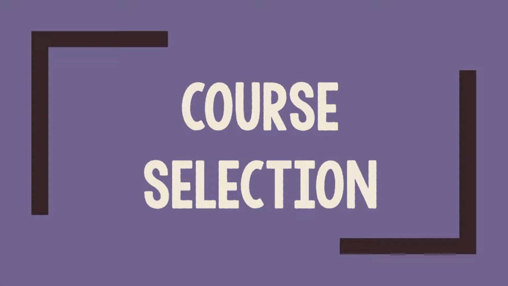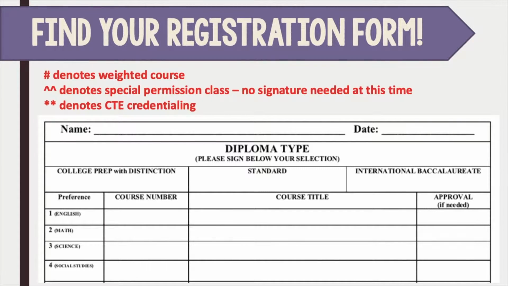On to course selection. Woohoo! This is the fun part, you guys. Okay, so if you haven't taken it out of your packet yet, you want to do so now. They are different colors. There's a few things that you need to notice beside the courses. If it is a weighted course, and that means it's going to be honors or AP or dual enrolled, it's going to have this hashtag, as you guys would call it, beside that course name.